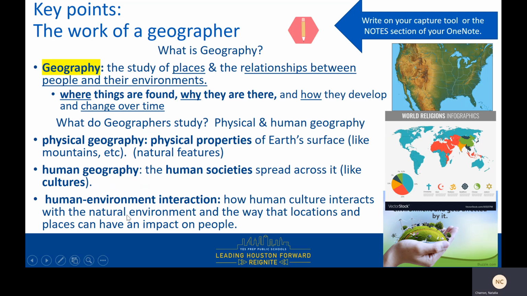Geographers also study the connection between physical geography and human geography, and they call that connection human-environment interaction. This deals with how human culture interacts with the natural environment and the way that locations and places have had an impact on people. So, how do people adapt to their environments? How do they depend on their environments? And how do their environments shape their lives? Also, how do people modify their environments?